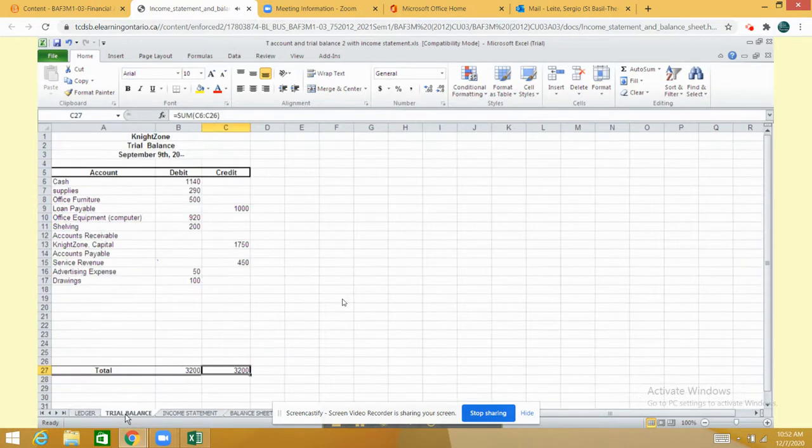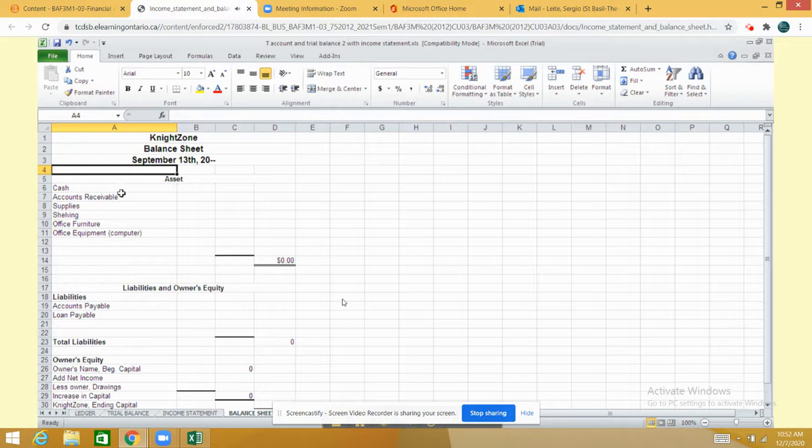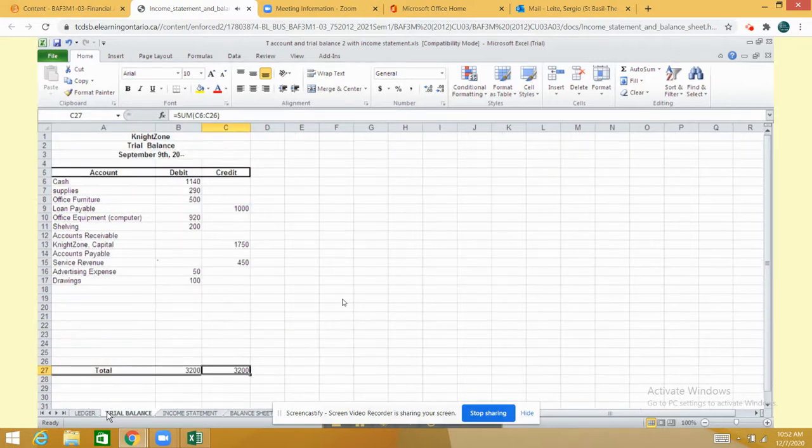Now, we'll also learn in this how to build a balance sheet. If we're looking at the trial balance, we need to bring over all assets, liabilities, and owner's equity accounts, minus the revenues and expenses, of course. So we'll look at the balance sheet, and we see that we've listed cash, accounts receivable, all the way down to office equipment. So we need to start bringing over some totals.